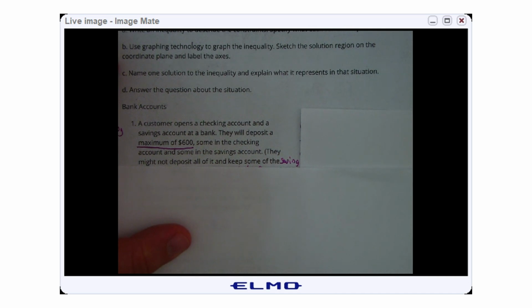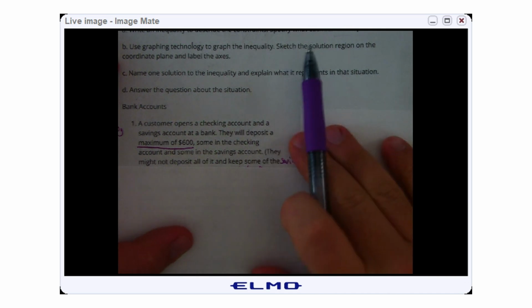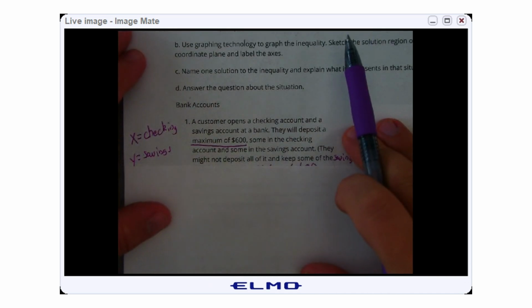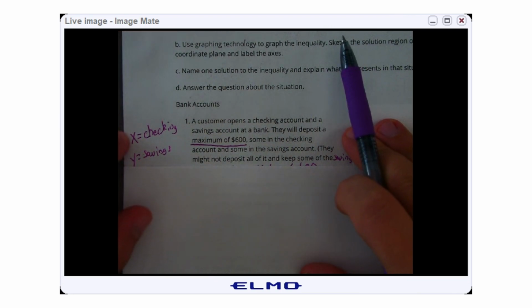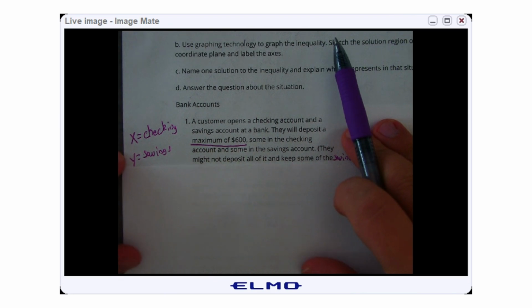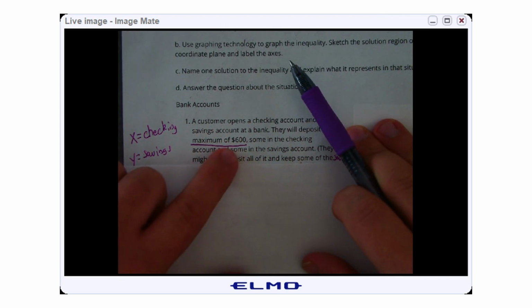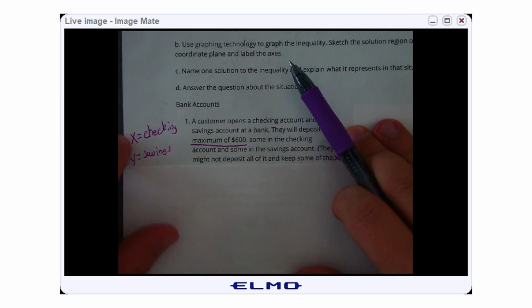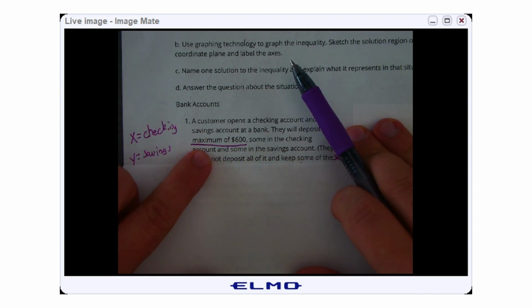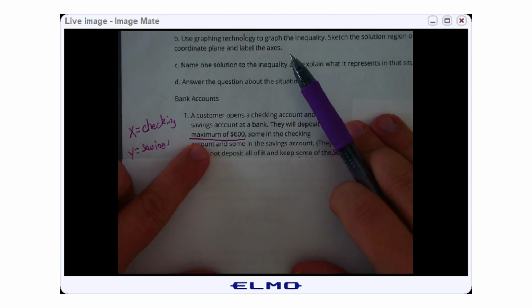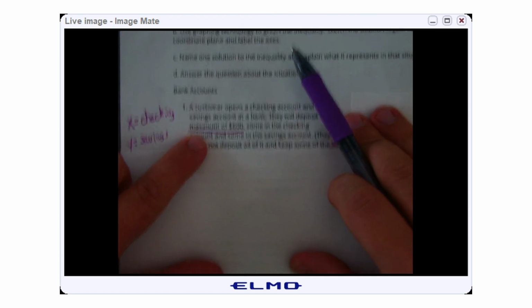So what I ended up doing is I said that X is going to be equal to the checking account, so the money in the checking account, and then Y is going to be the money in the savings account. I know that it has to have a maximum of $600. So if I add how much is in the checking with how much is in the savings, it should be a maximum of 600, right? In my mind, I hear the word maximum and I think of the inequality sign less than. So it has to be less than $600.